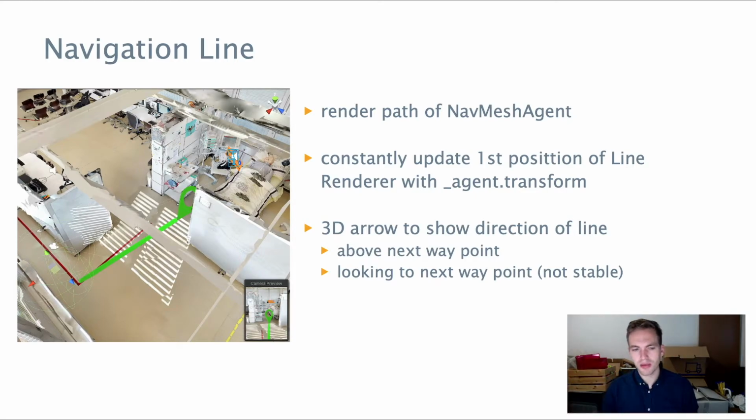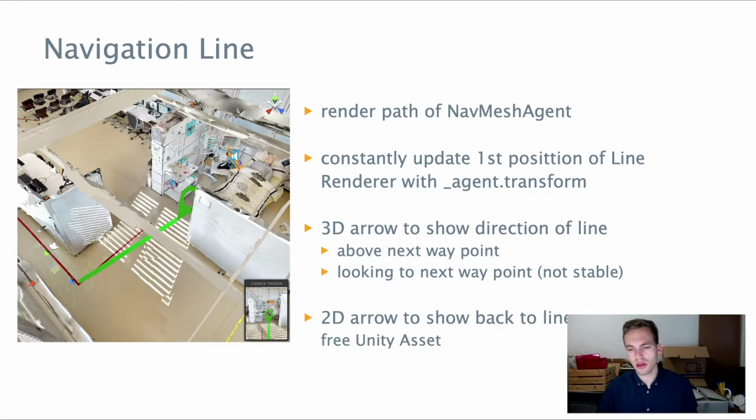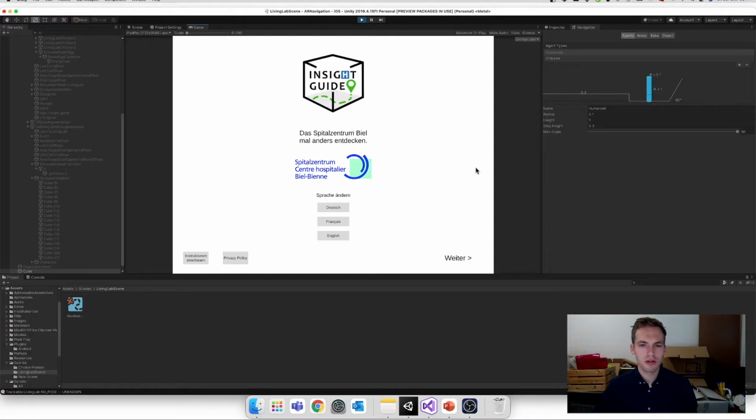This is not stable because the line of course changes, it moves around. This can be optimized, we just didn't have enough time. And there's also a 2D arrow to show back on the line. This is just a free Unity asset, I'll post in the description. Let me show an example.